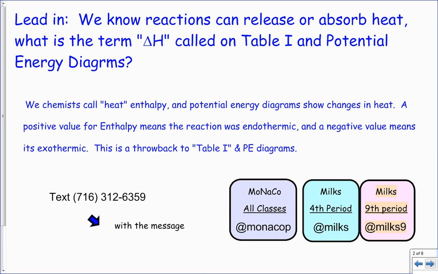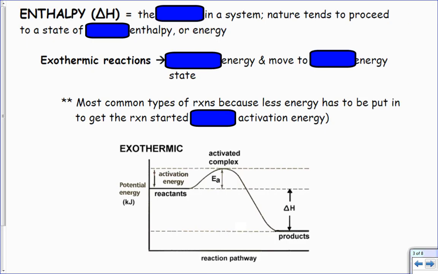We have a table I which charts it for us in our reference tables, and we can determine it for different reactions in our potential energy diagrams. So enthalpy specifically is the energy or heat in a system, all right? And the natural order of things wants to have lower enthalpy or lower energy. Now, this is a common theme throughout the whole year. Nature likes low energy, and we've been pretty consistent about this.